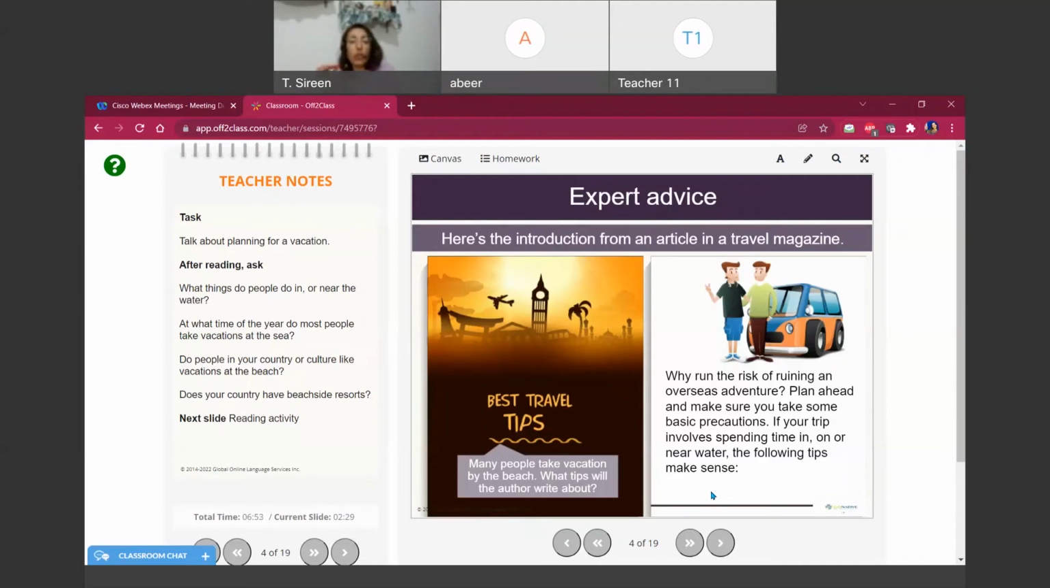For example, if your trip involves spending time in, on, or near water, the following tips make sense. خلينا نشوف الآن. طيب قبل ما نكمل، what things do people do in or near the water؟ شو هي الأشياء اللي نعملها إحنا لما نكون قرب من الماء، يعني من الشاطئ؟ Again, what things do people do in or near the water? For example, you have a vacation on the water, okay, on the beach. So what are the activities that we may do?